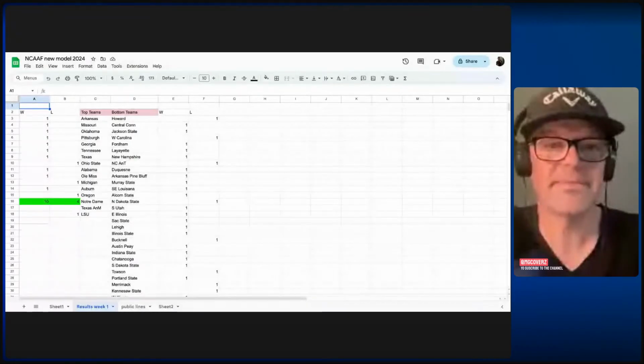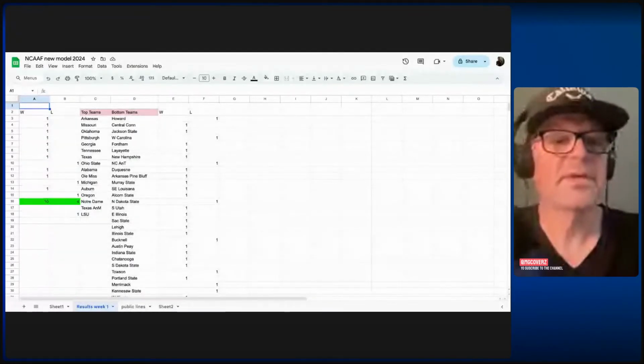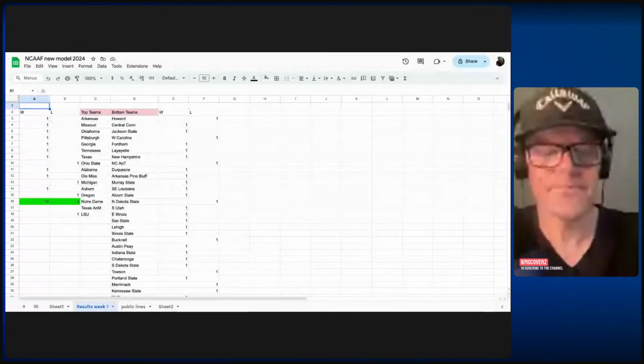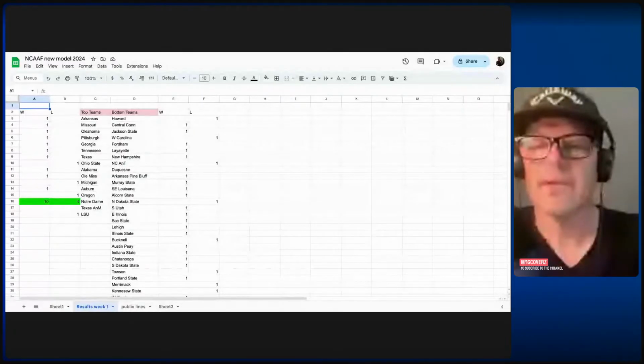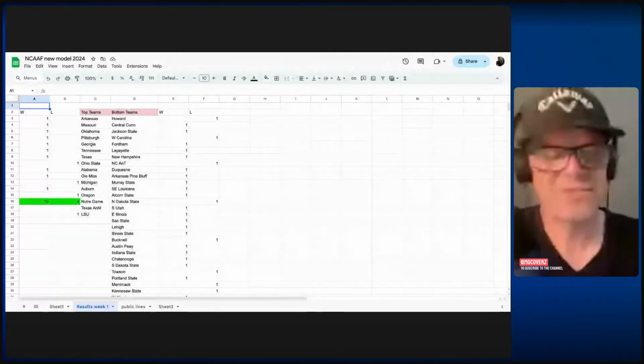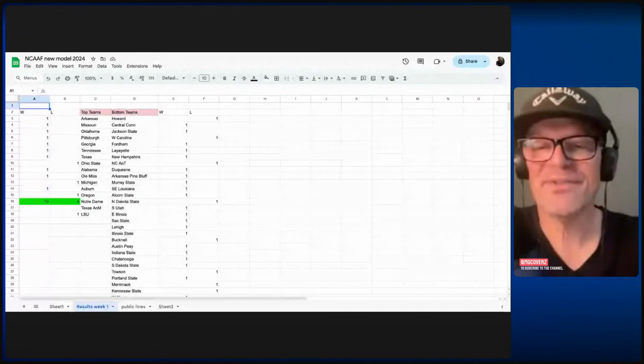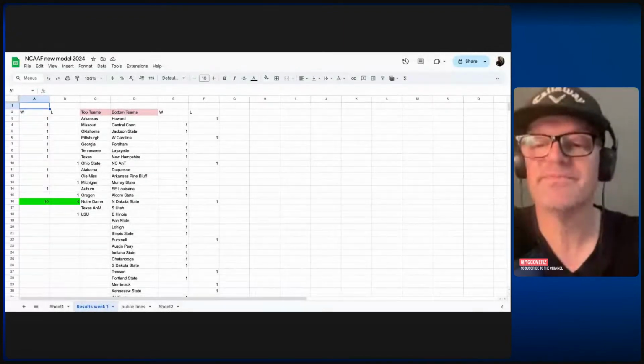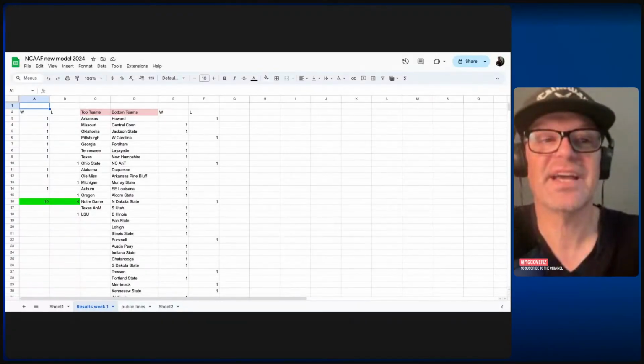So you take a look at the very first one you see on the screen there, Arkansas. The line was minus 50.5. Arkansas Pine Bluff was who they played. They won 70-0. They had to cover 50.5.